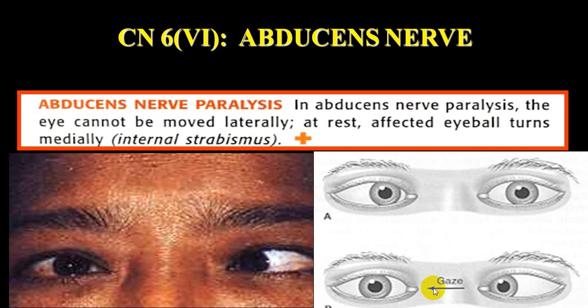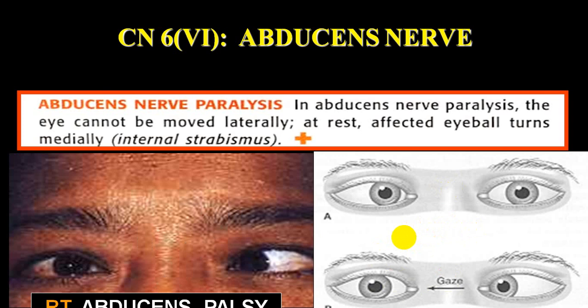So while looking at the gaze, see this is a normal position. Here if you see, this eyeball is more medially placed, that means this side lateral rectus palsy. This is when you are looking at a distant object, and these are binocular movements. So here this will be right side, this will be again right side.